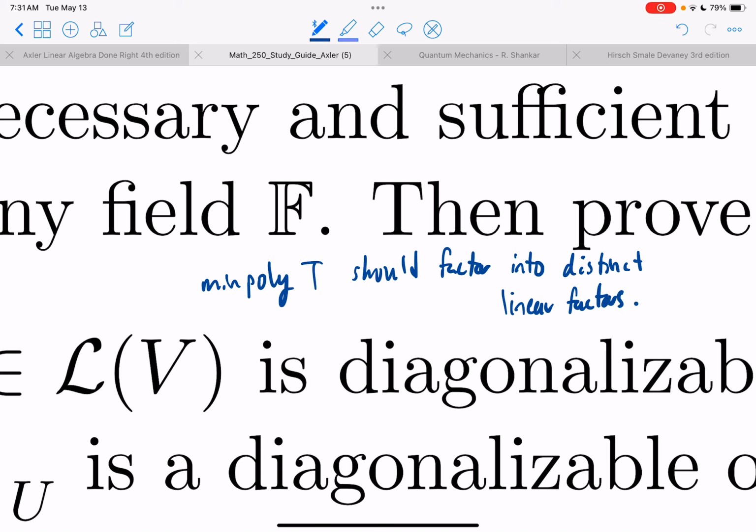Over the real numbers, you might even have quadratic factors. That would be a failure. If you have a quadratic factor, it's not going to be diagonalizable. Over the complex numbers, you can't have quadratic factors. It's always going to factor into linear factors, but you could have a linear factor multiple times. So not every operator will be diagonalizable, even over the complex numbers, because we could have these repeated roots.